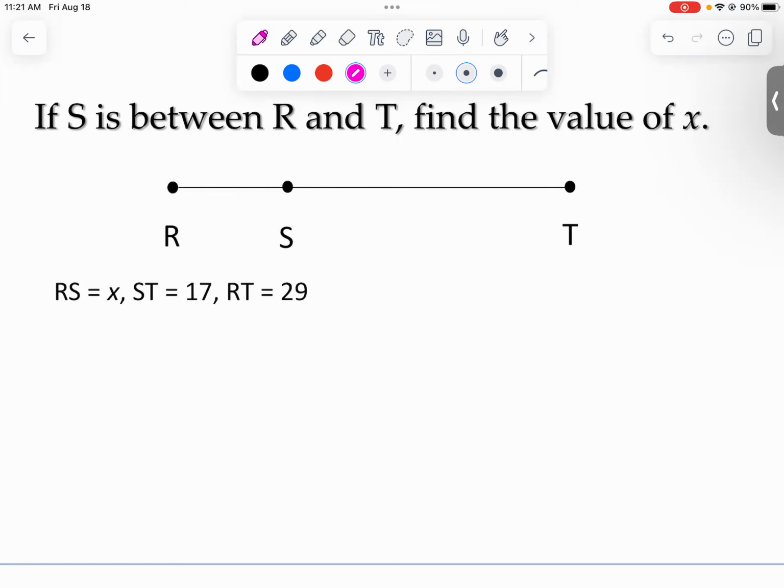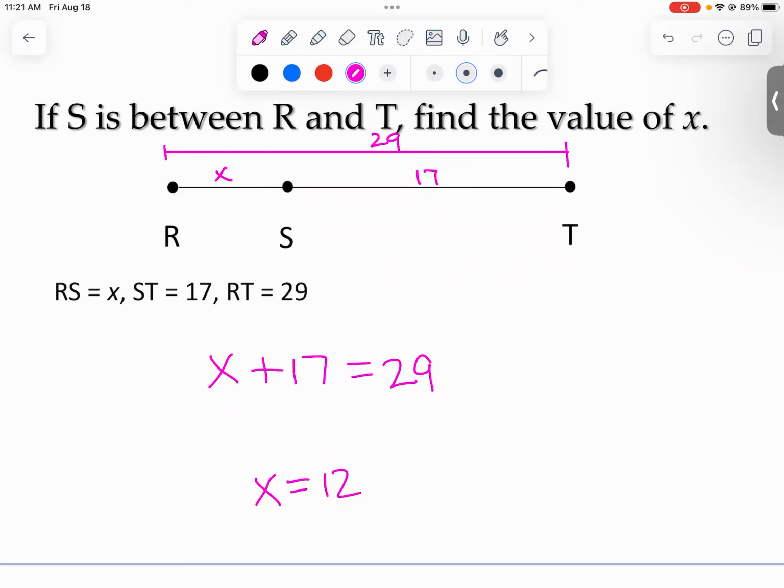All right, what did my trio of Alexa, Alex, and Nora get? They got X equals 12. Does anybody disagree? Okay. My suggestion would be if I have a line segment and they're giving me some measurements, I'm going to label my picture. RS is X. ST is 17. And the whole thing, RT, is 29. So I can visually see, X plus 17 equals 29.